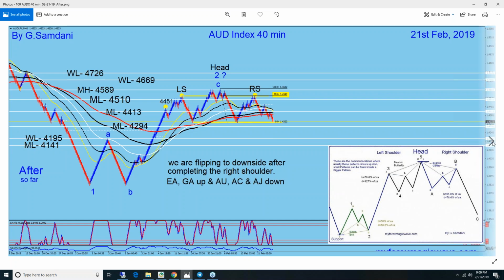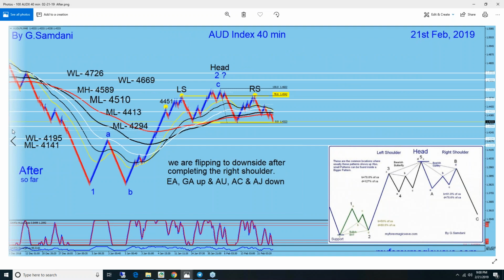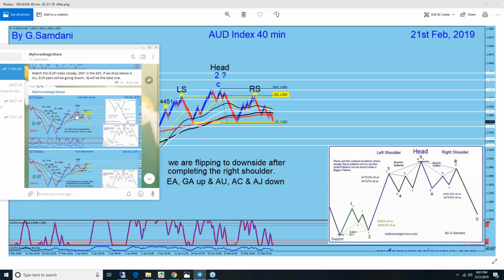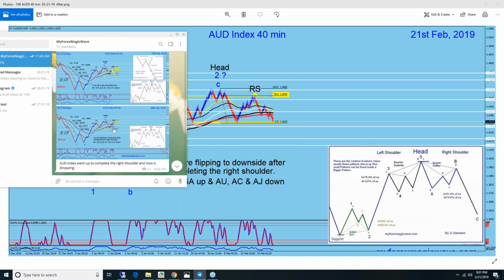What did I do? This is the AJ. First entry was here, and exactly at the same time, the index was hitting the 78%. And let me show you, because somebody was asking how come you took this trade. I wrote down here, this is on the Telegram, and I said, okay, this is what's happening, the Aussie index went up to complete the right shoulder, and now it's dropping.